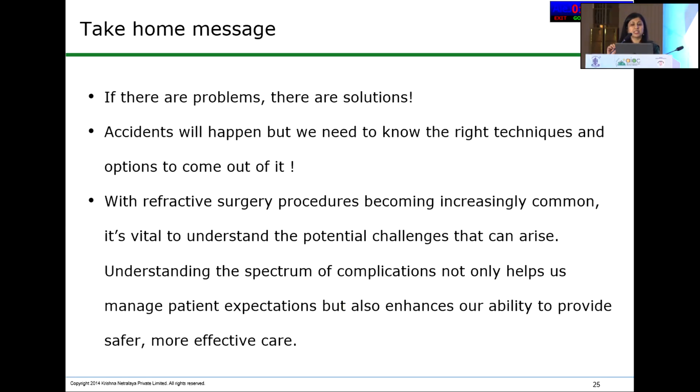So the take-home message is, if there are problems, there are solutions. Accidents will happen, but we need to know the right techniques and options to come out of it. Thank you so much.